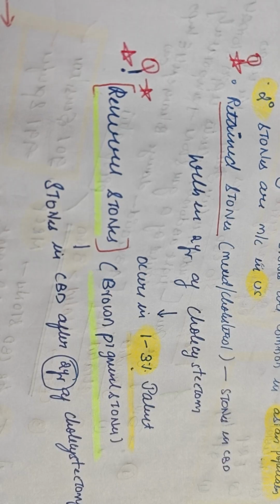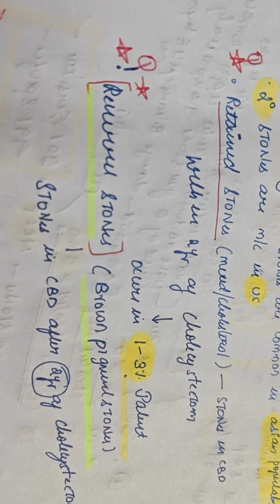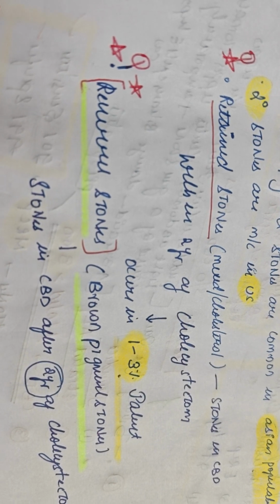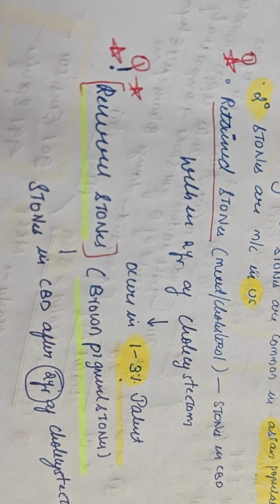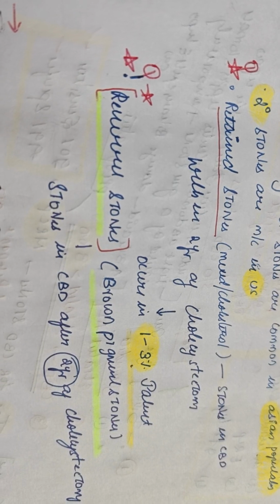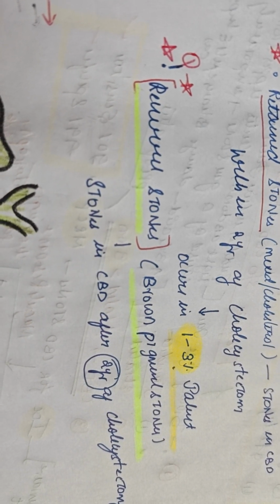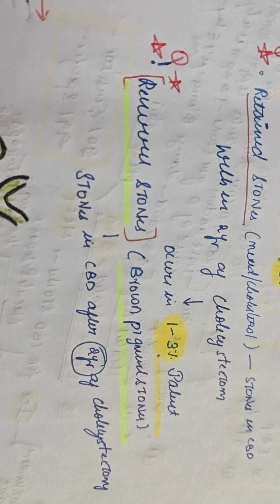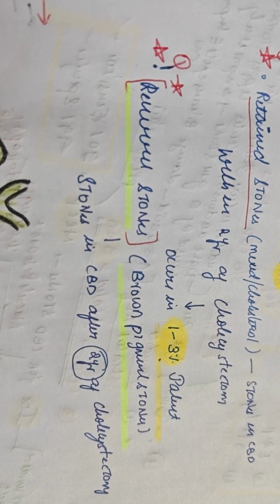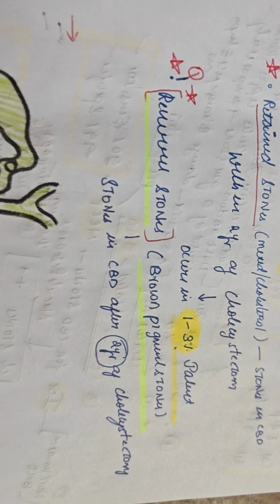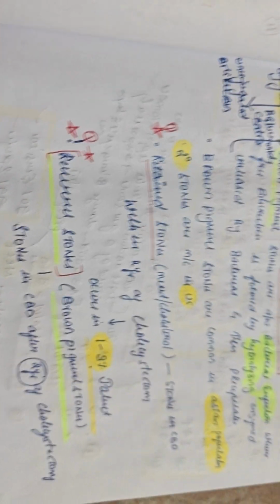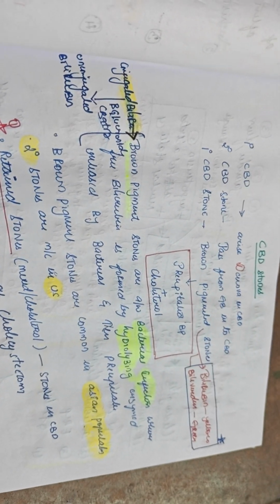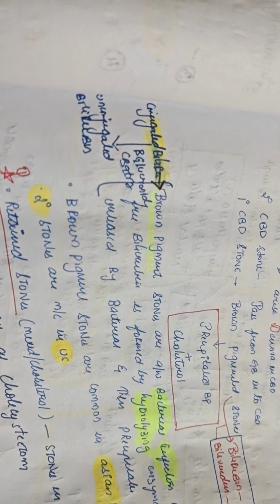No, retained means during the operation there is some retention of some stone, right? So retention of stone within 2 years of cholecystectomy occurs in 1 to 3% of patients. And recurrent stones, those are the brown pigmented stones, occur in the CBD after 2 years of cholecystectomy. Remember, after 2 years of cholecystectomy. So these are the basic first introduction into the CBD stones.